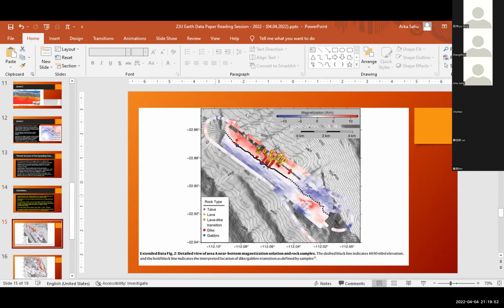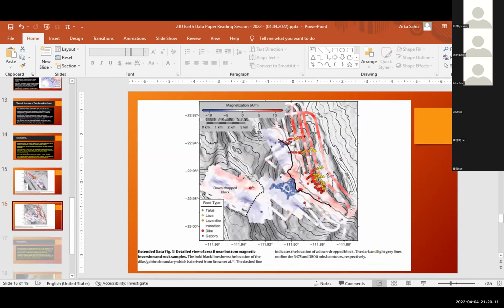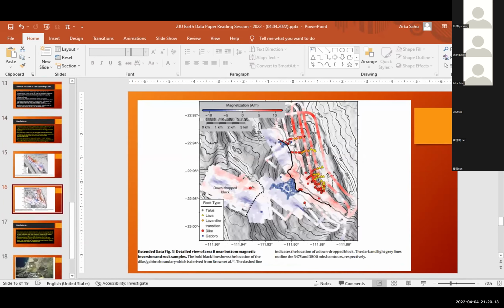Here is a very detailed view of area A, which they obtained through the near-bottom magnetization solution and rock samples. The rock samples were collected, like Dr. Zain said, and the near-bottom magnetization solution was done through the automated vehicle. In the next slide, this is the same kind of detailed picture of area B, where we can see the different stripes of magnetization.